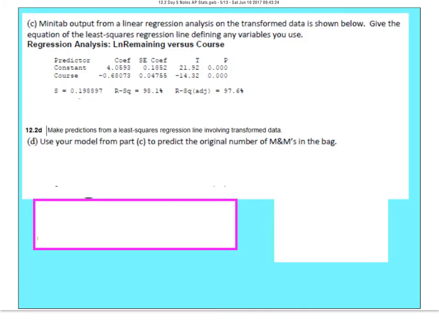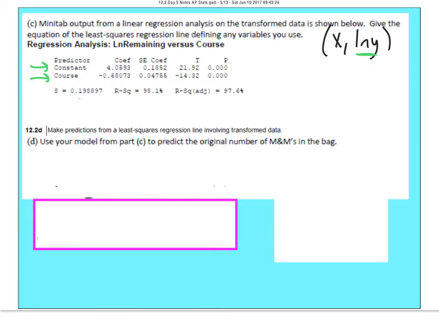Continuing with the M&Ms, here's the Minitab output from the linear regression analysis on that transformed data. So remember, the transformed data was x and natural log of y. They want us to write the equation for the least squares regression line. Now here's where you just have to be careful. This data was transformed. The output doesn't just represent x and y-intercept for y. This actually now represents the natural log of our y value.